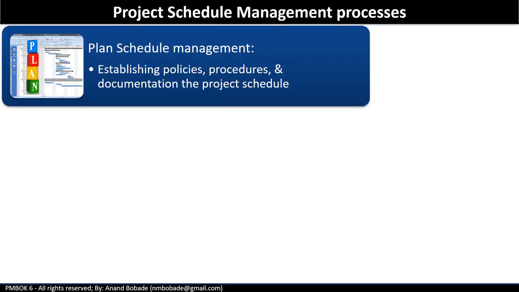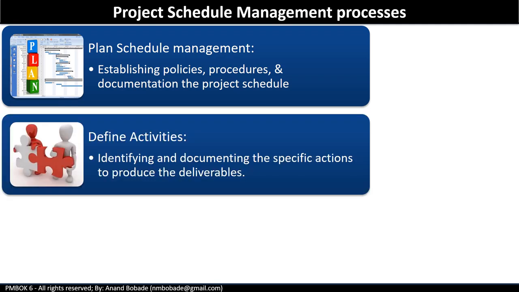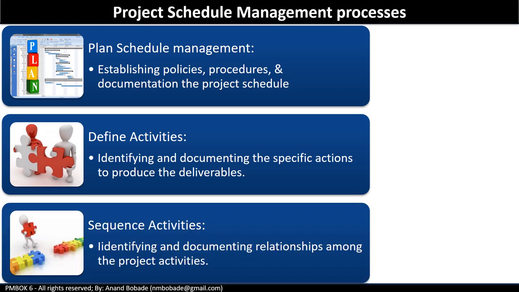Let's take a look at the various processes in the schedule management knowledge area. First one is plan schedule management. It is the process of establishing policies, procedures, and documentation for a project schedule. In simple words, this is where the schedule management plan is prepared. Next is define activities. It is the process of identifying and documenting specific actions to produce the deliverable. Sequence activities: the process of identifying and documenting relationships among project activities. So you define activities and then you sequence activities.